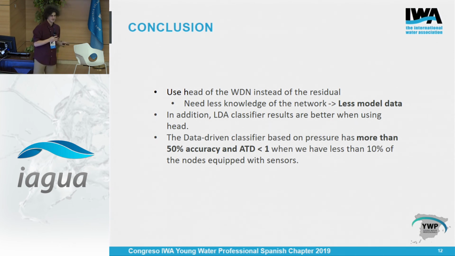So yeah, we have proved that using the head instead of the residual, and using a classifier, for example, linear discriminant analysis or any other classifier, will work much better when we're using the head pressure of the sensors instead of the residual, because first we get a simpler model. We do not have to estimate what would be a healthy state to calculate the residual. And finally, you're avoiding having to interpolate more error.